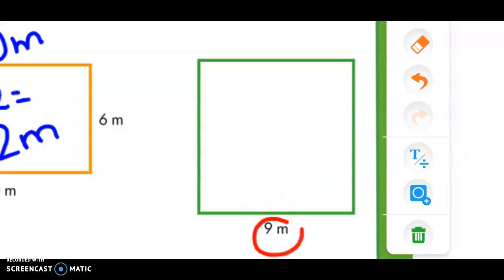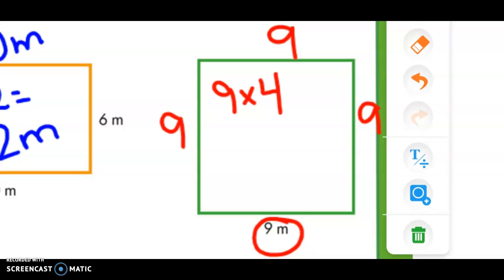If this guy is 9 down here, that means this guy is, this guy, and this guy. So we can think of it as 9 plus 9 plus 9 plus 9, or 9 times 1, 2, 3, 4. Okay, so either way you think of that, whether you want to add up 9 4 times, or you're like, Miss Arnold, I already know how to multiply, I know my 9s, I know my 4s, then you're going to find out either way that the perimeter of this guy is 36 meters.